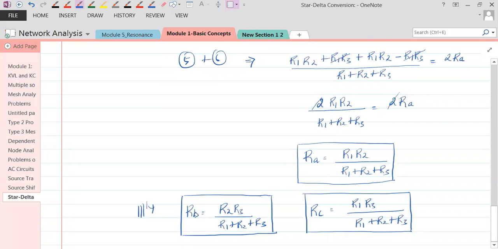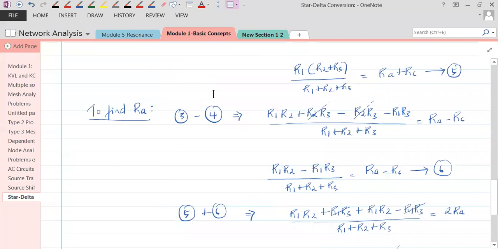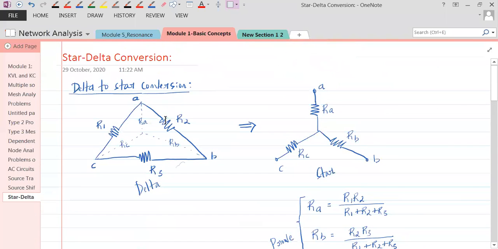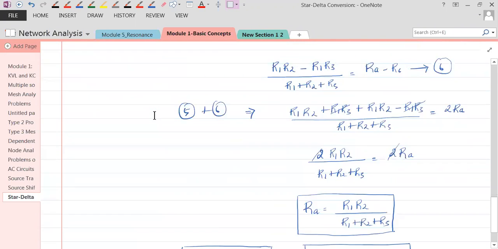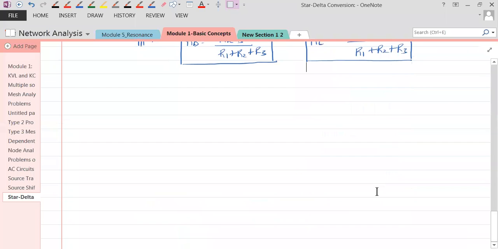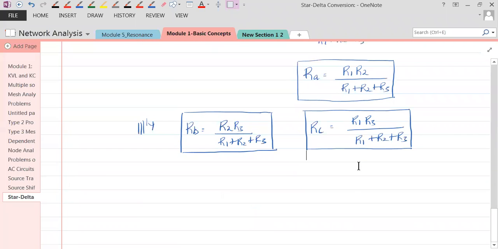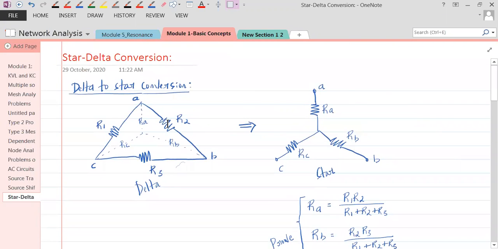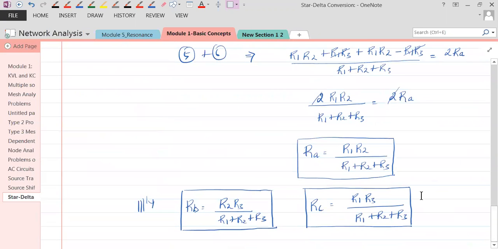That means if you're asked to convert delta into star, delta to star conversion, then you have to obtain RA, RB, RC in terms of R1, R2, R3. So this is how it is done. Now we shall see how to go about star to delta. What we have done is delta to star. Now we shall see star to delta.